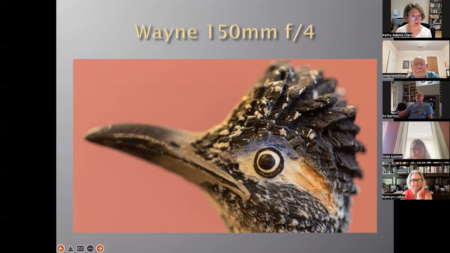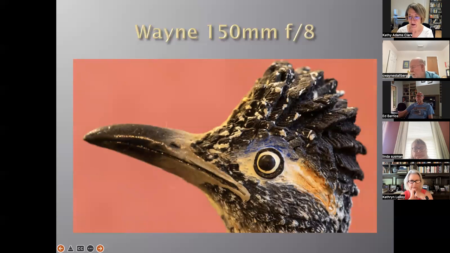So this is a Sigma lens, and this is intentionally advertised as a macro lens. And you see at f4 really how shallow that depth of field is. How close does it focus, Wayne? I was probably within about 3 to 4 inches. Okay. It's pretty small.